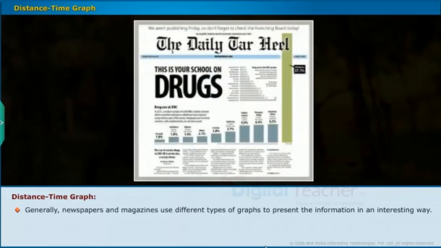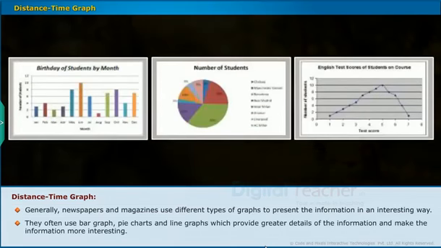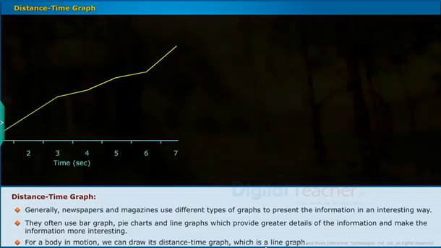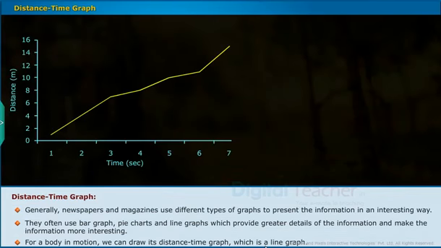Now, let us discuss the distance versus time graph. Generally, newspapers and magazines use different types of graphs to present the information in an interesting way. They often use bar graphs, pie charts, and line graphs, which provide greater details of the information and make the information more interesting. For a body in motion, we can draw its distance time graph, which is a line graph.